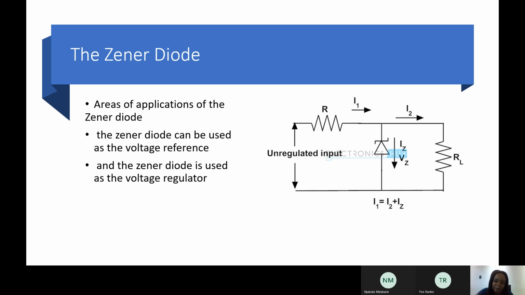Where it is used as a voltage regulator, it makes sure that we have a stable output at all times. So it gives you an output even though we don't have a regulated value coming in. But as a reference, it makes sure only the right value comes out. Okay, if you understand that.